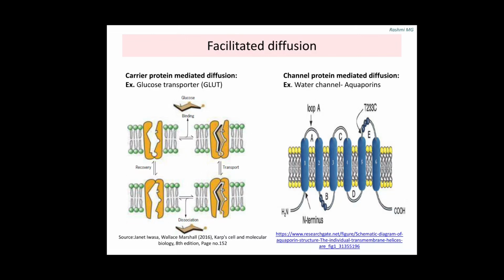Two hydrophobic loops contain conserved asparagine, proline, alanine, which is the NPA motif, for selectivity of the channel. Each monomer functions as an independent pore.